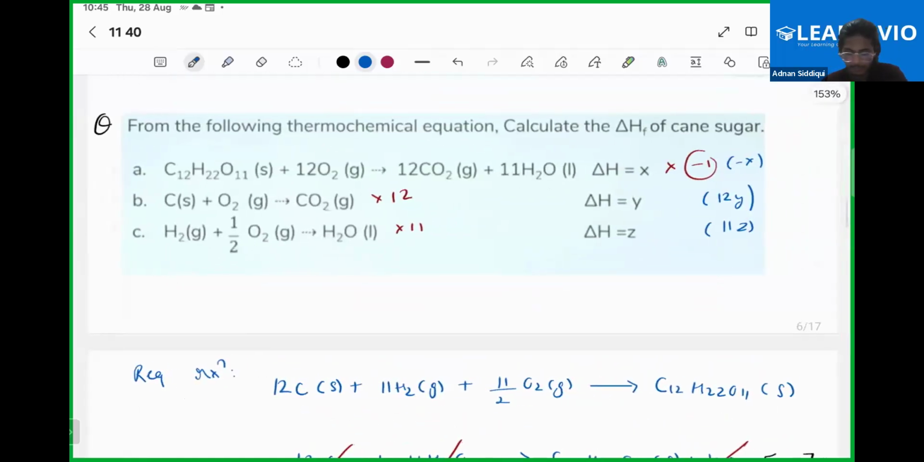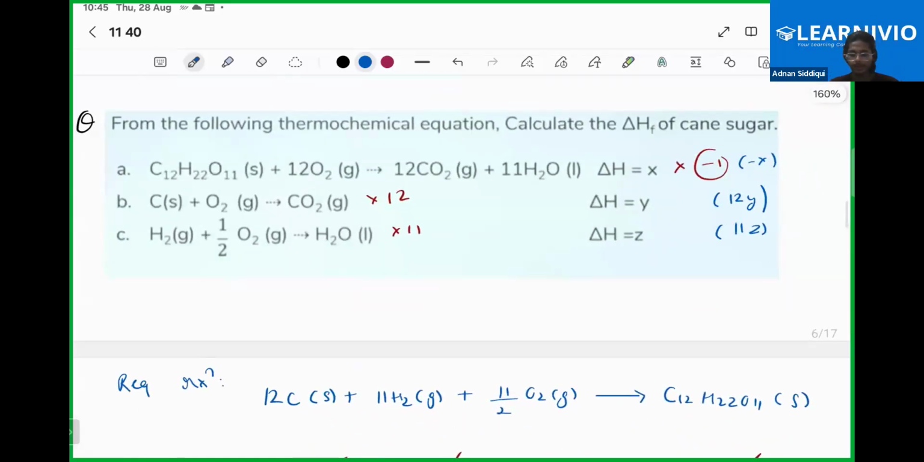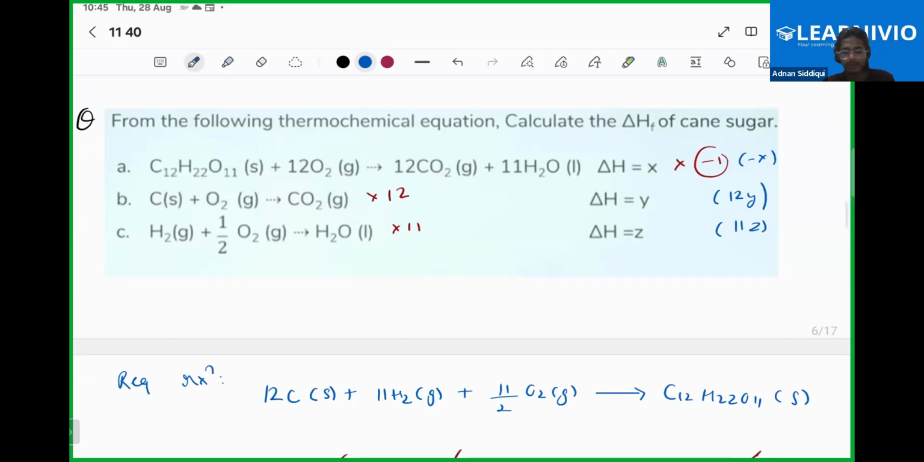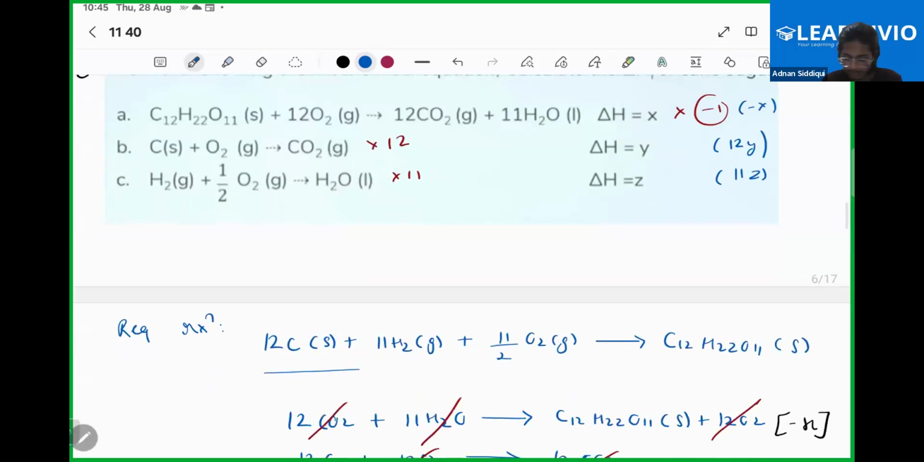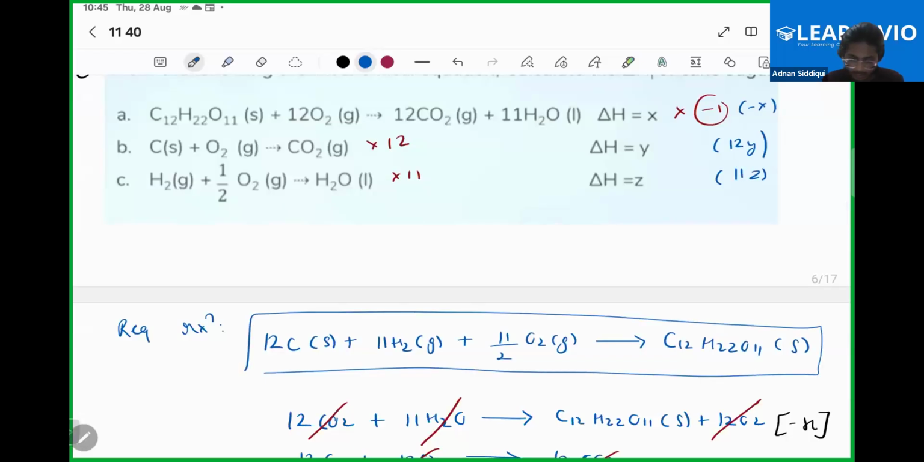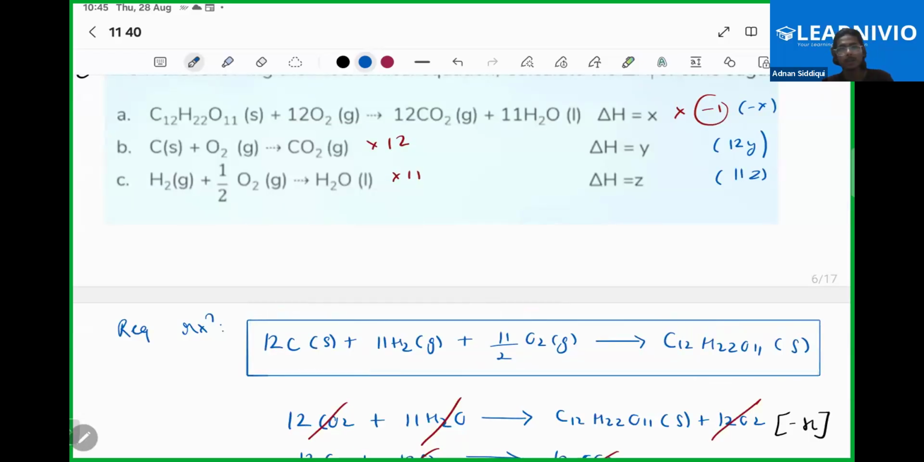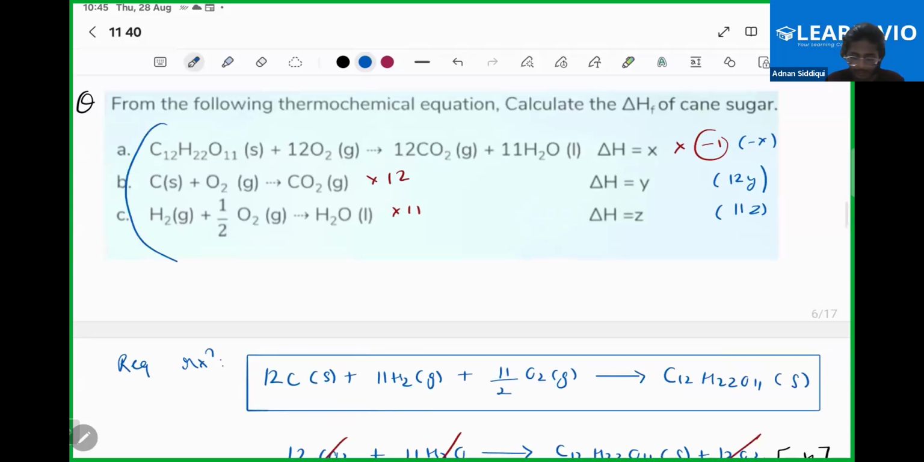Now let us see this question. What you have to find is, from the following thermochemical equations, you have to calculate the delta H of formation of cane sugar. You are given equation 1, equation 2, and equation 3. You need to find this equation with the help of the above. You have to do some tweaking in these reactions.